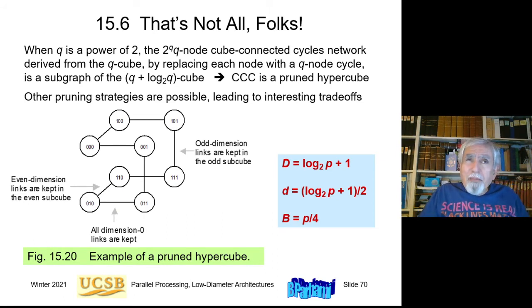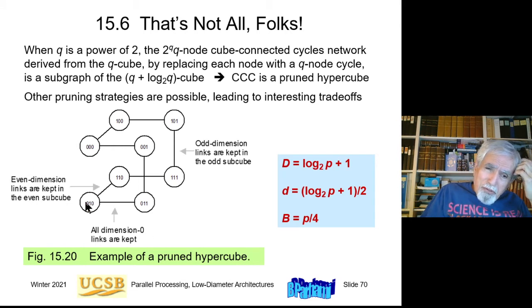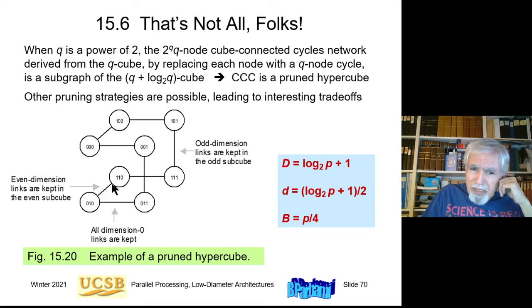The last thing I'm going to say about networks that are derived from hypercubes are the so-called pruned hypercubes. Here I've shown a 3-dimensional hypercube. Dimension 0 links, the horizontal ones. Dimension 1 links, the vertical ones. And dimension 2 links, the diagonal or slanted ones. I keep all the dimension 0 links. Every dimension 0 link is still there. Of dimension 1 links, I remove them in this subcube, but keep them in this subcube. Of dimension 2 links, I remove them in this subcube. I keep them in that subcube.